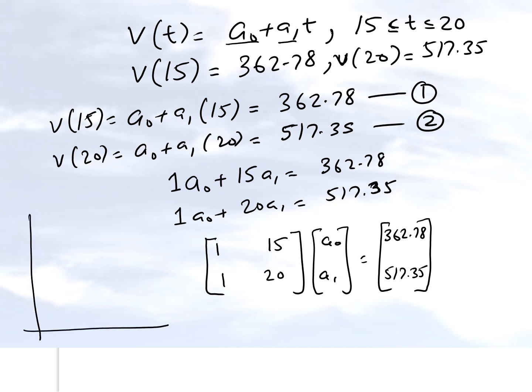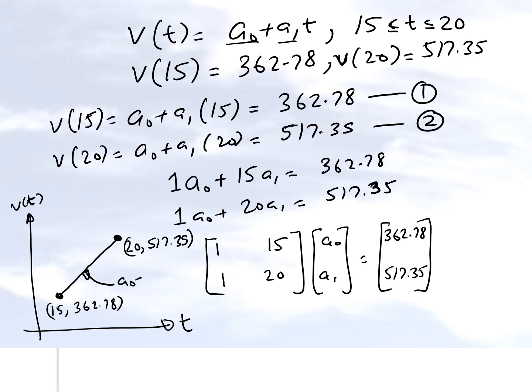Let's also look at this problem graphically. We have time here and velocity here. What we have done is take 2 data points, 15, 362.78, and another data point with its coordinates as follows. All we are doing is drawing a straight line between these 2 data points, which is given by a0 plus a1 t. Let's find out what a0 and a1 turn out to be.